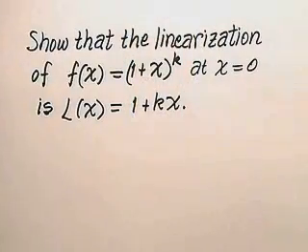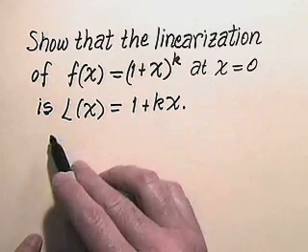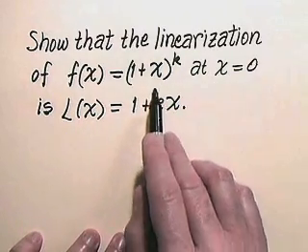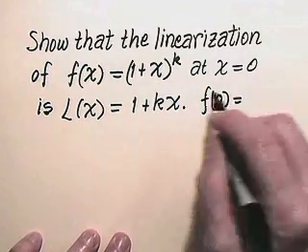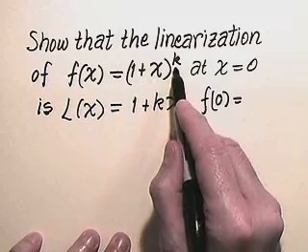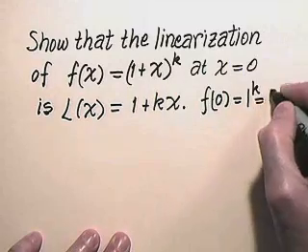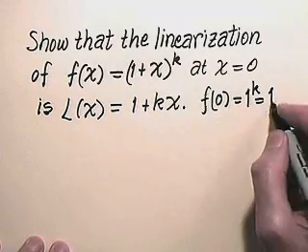Now let's look at the linearization of a power function. Show that the linearization of f of x equals (1 plus x) to the power k at x equals 0 is L of x equals 1 plus kx. Well, first let's notice that f at x equals 0 is simply (1 plus 0) to the power k, which is 1 to the k, which is 1. So that's pretty simple.